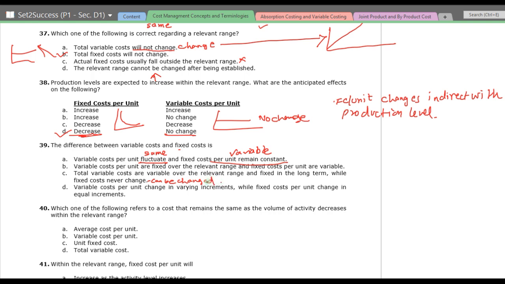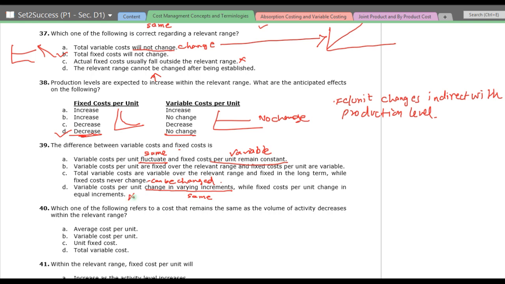So all costs are variable in the long run, and there is no fixed cost. While fixed cost never changes? No, fixed cost can be changed. Variable cost per unit changes? No, variable cost per unit remains the same, while fixed cost per unit will change in equal increments.